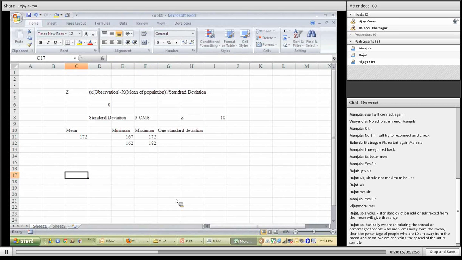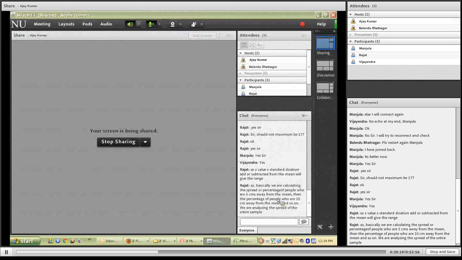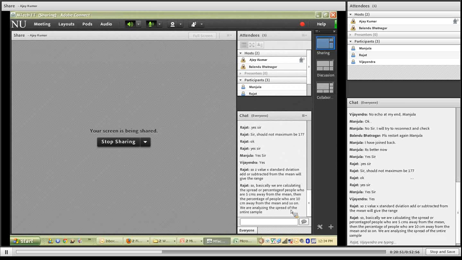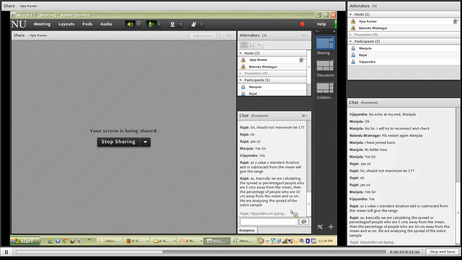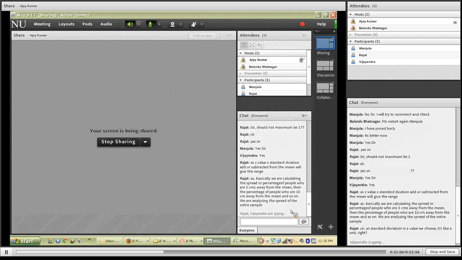Have you understood that Z can be taken this way? Rajat has a question here: basically we are calculating the spread, or percentage of people who are 5 centimeters away from the mean, then the percentage of people who are 10 centimeters away from the mean, and so on. Absolutely yes, and that is what normal distribution helps us understand. Suppose we have a range between 162 and 182. How many people are in this range? We would say 95%, because we know that when Z is minus 2 and 2, the number of observations in between is almost 95%. When Z is 1 and minus 1, the number of observations within these two limits is almost 68%. That is the beauty of normal distribution, and that is how it helps us.